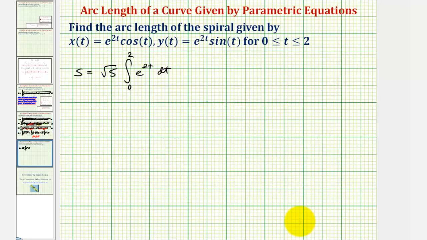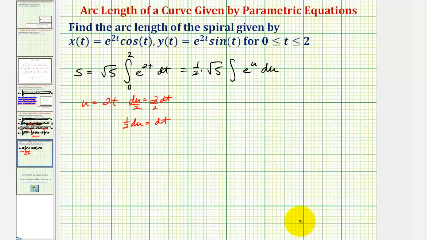Here we'll have to perform u substitution, where u is equal to 2t, differential du equals 2 dt. So dividing both sides by 2, we have 1/2 du equals dt. So we'll have an extra factor of 1/2 when integrating here. If we write this in terms of u, we can write this as the square root of 5 times the integral of e to the u. But again, dt is equal to 1/2 du. So we can put the du here and factor out the 1/2.